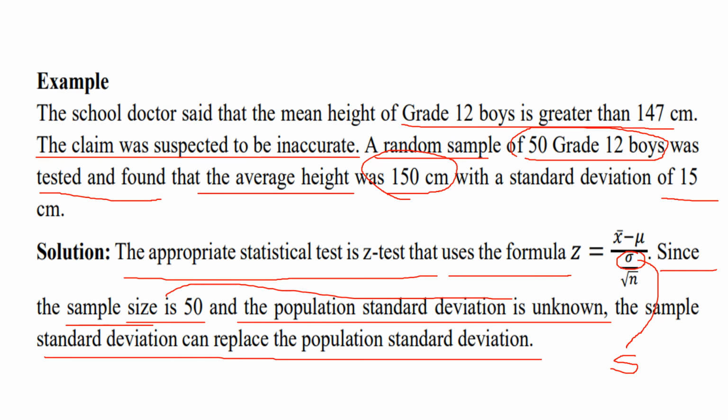Now, since your n or your sample size is 50, that will be a large sample, and the standard deviation is unknown, then we simply apply your CLT. We can say that even as your n becomes larger and larger, still your distribution is normal.